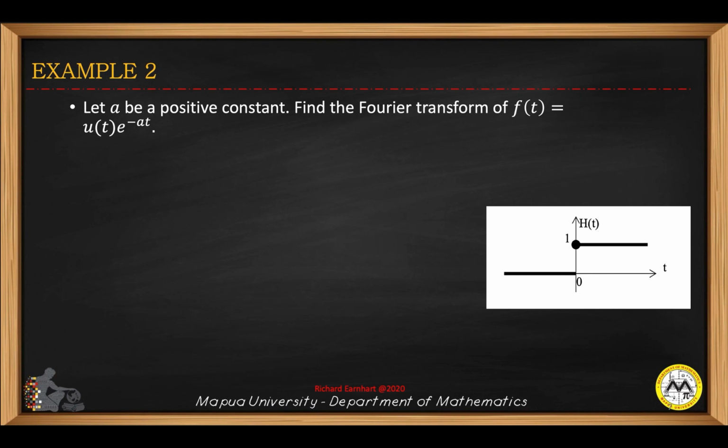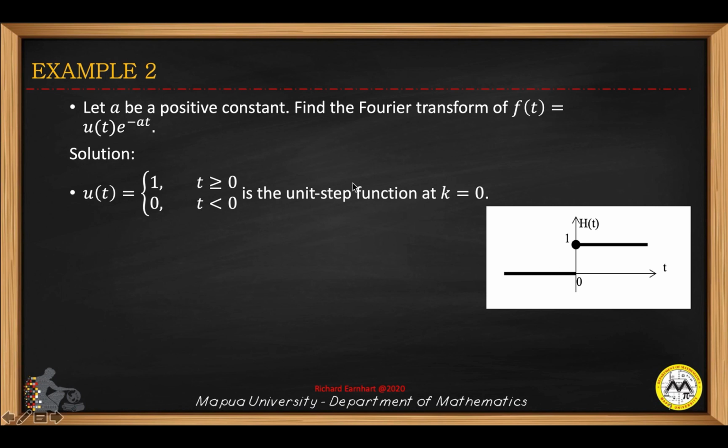Let a be a positive constant. Find the Fourier transform of f of t, which is a product of the unit step function. If you recall, this is the graph of the unit step function. Another name for the unit step function is the Heaviside function. So this is the graph. Your u is 1 for t greater than or equal to 0, and for t less than 0, your u is equal to 0.